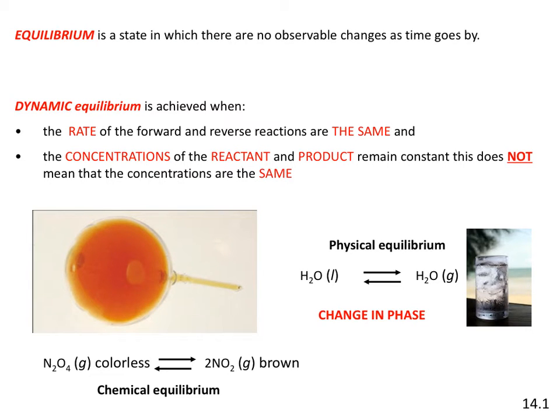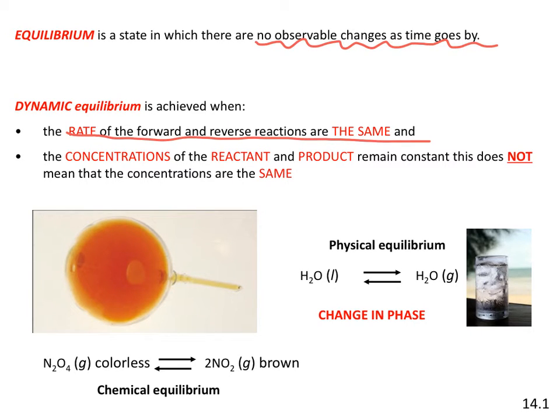So another way of thinking about it is that an equilibrium is a state in which there are no observable changes as time goes by. So for instance, if you are looking at a colored reaction, or a reaction that produces a color, as you observe the equilibrium, you're not going to see any changes in that. Again, we've already talked about this. Dynamic equilibrium, rate of forward and reverse are the same.